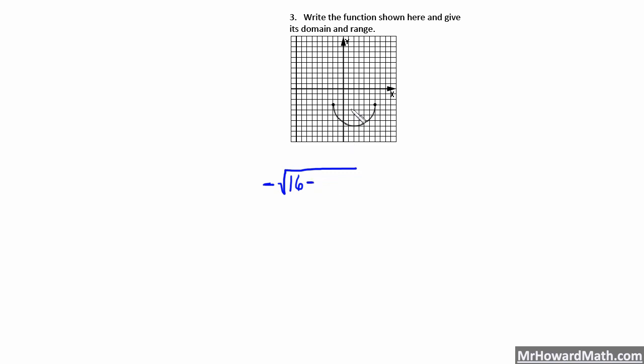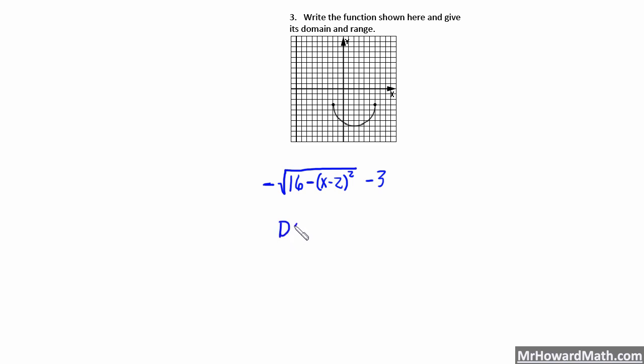I am translated to the right. I'm shifted right. My center is right 1, 2. So I need to do parentheses, and right 2 is going to be an x minus 2 quantity squared underneath here. And then I should be up here on the x-axis, so I'll move down 1, 2, 3. So that's a minus 3 out here. So it's the negative square root of the quantity 16 minus the quantity x minus 2 squared, minus 3.